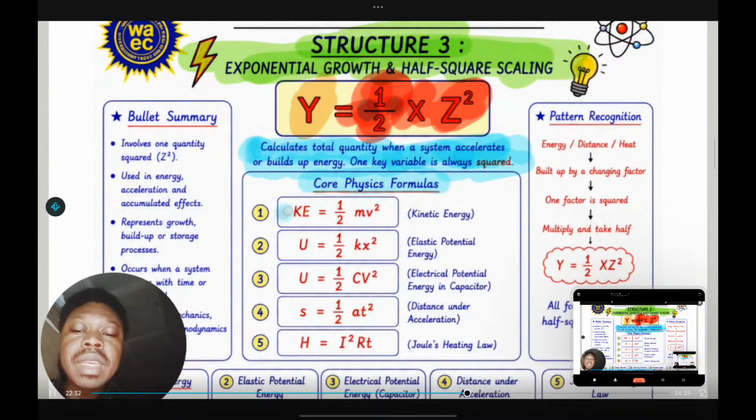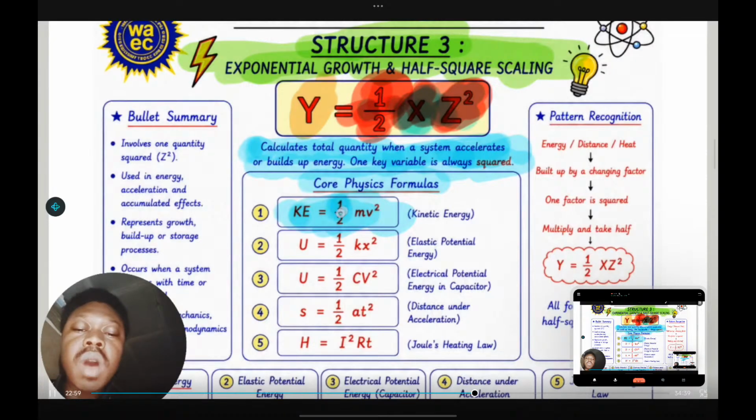Number one formula is for kinetic energy, half mv squared. Can you see it? Half mv squared. So this multiplication sign can take the place of a value. I don't know if you're following. This x can represent a value. This z can represent a value, even though I have a multiplication sign here. All right, so take note of this.